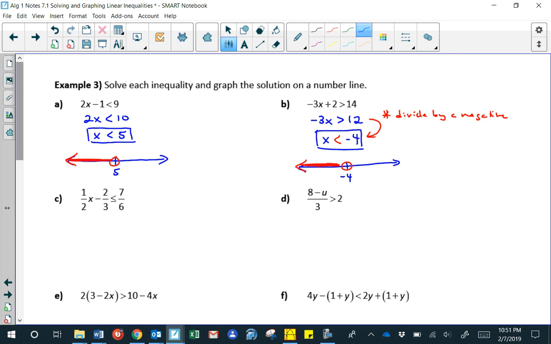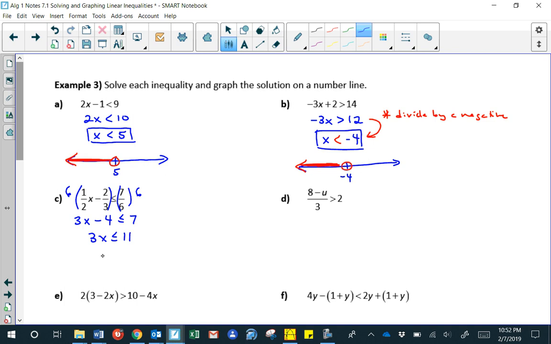In C, we may want to clear our fractions before we do anything. So we'll multiply through on both sides by the LCD, 6. That's a positive number, so we are not changing the sense of the inequality. 6 times a half x is 3x. 6 times 2/3 is 4. And 7/6 times 6 is 7.